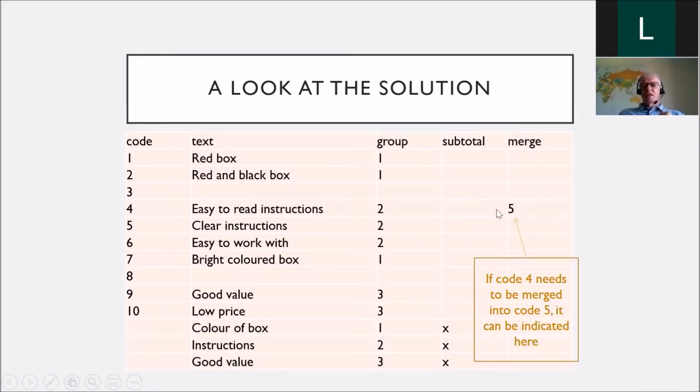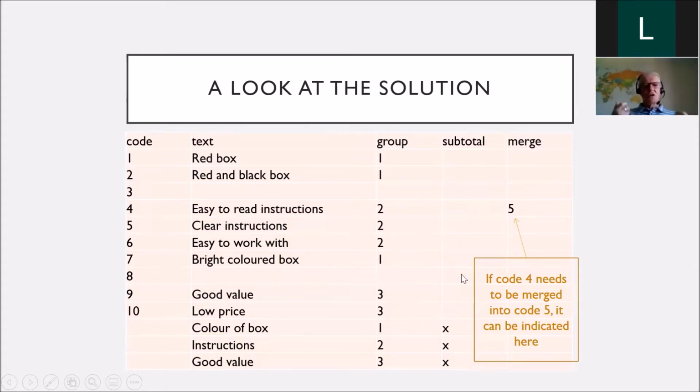Also, this has a little feature: somebody might later decide that they want to merge this code in with code 5. So code 4 wants to get merged in with code 5. So we have a column here for merge. And again, when MRDCL reads this, it will actually convert that.